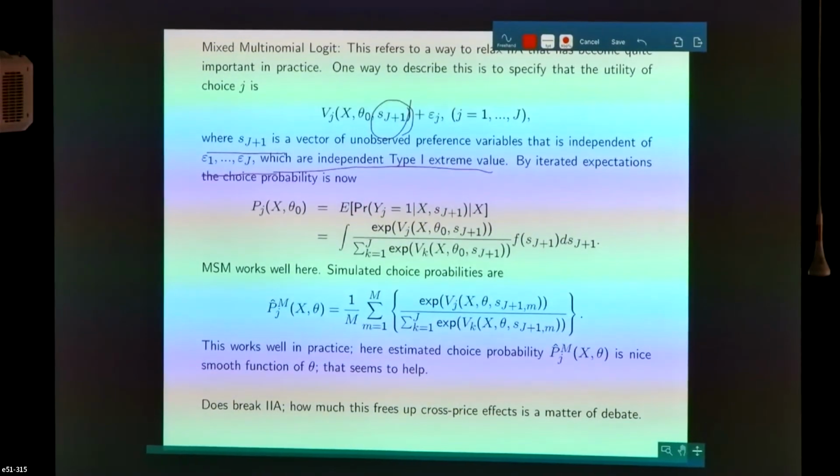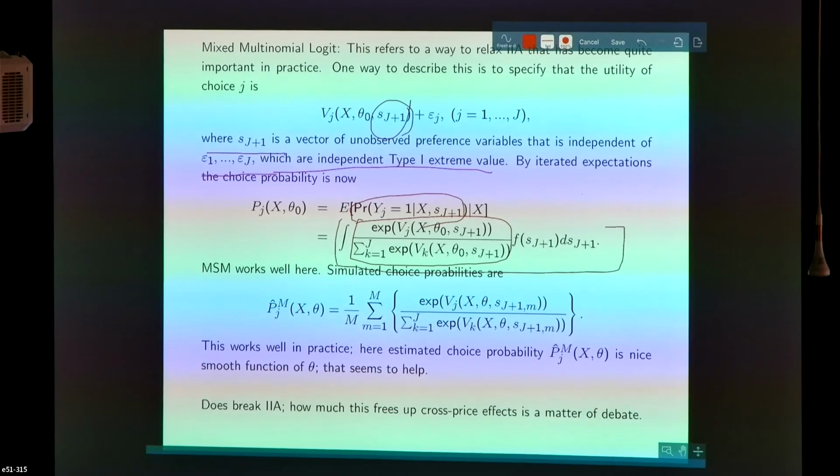Now what that does for you is you can condition on the S_j and do the integration over the epsilons to get a nice closed form for the conditional probability of x equals 1 given x and S_j, and then you can integrate over the S_j's. This has really pretty good numerical properties. What's happened is you've integrated out the indicator functions for the choice by first doing the integration over the type 1 extreme values, and you get these choice probabilities. And so simulation is straightforward, right?